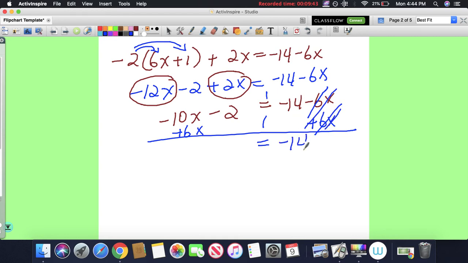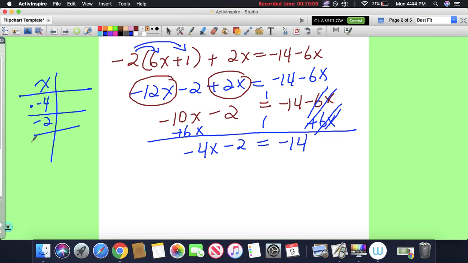So negative 6x and plus 6x go away. Negative 14 is left over. Negative 10x plus 6x is going to be negative 4x. Minus 2 equals negative 14. Perfect. We are at this stage now where I can make up a little story. Variable x times negative 4, minus 2 gives us negative 14. Going backwards, I'm going to use the inverse operation of minus 2, which is plus 2, and then divide by negative 4. So these are the two steps that I'm going to use to solve this equation.